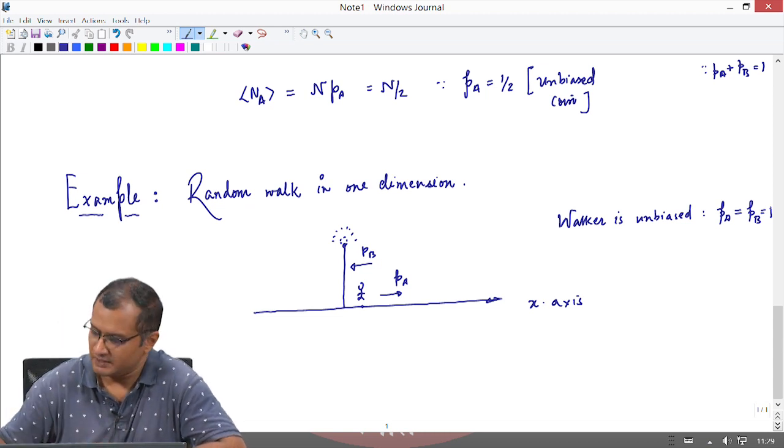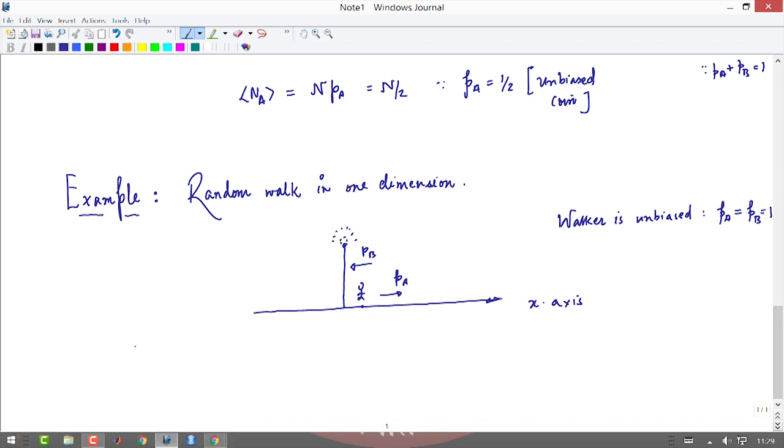Now, suppose I ask you the following question: what is the probability? And one more thing, the walker is unbiased and he takes steps of unit size. Okay. Now, this is going to be a very ideal drunkard whose step size is going to be fixed, but let us say that is an approximation I am going to work with. So, he takes steps of unit size.